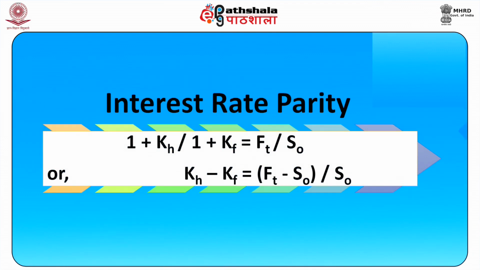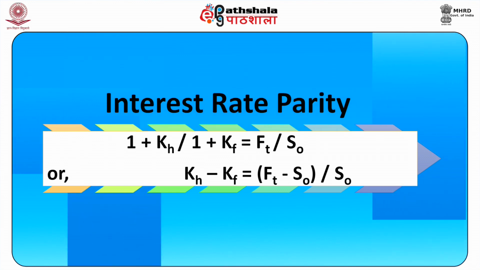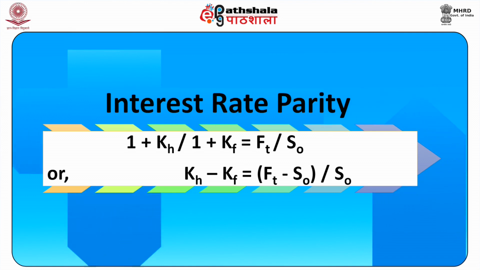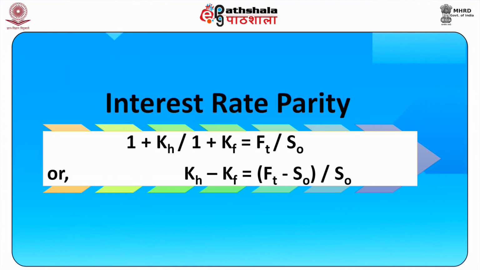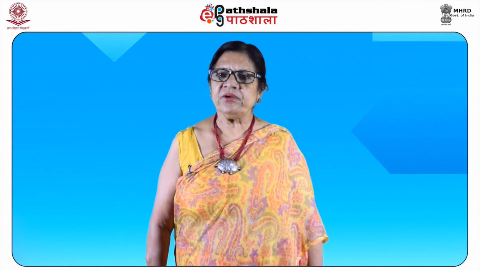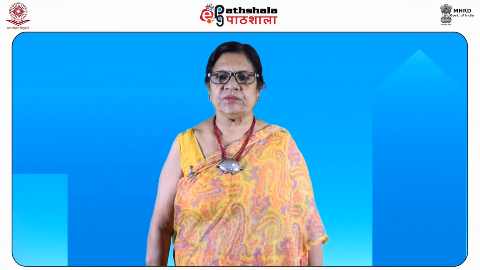that is (1 + KH) / (1 + KF) = FT / S0. The same can also be written as KH − KF = (FT − S0) / S0. This means that the interest rate differential is approximately equal to the forward rate differential. Such a relationship is called an uncovered interest parity relationship.